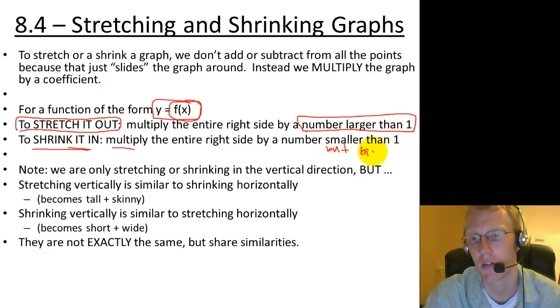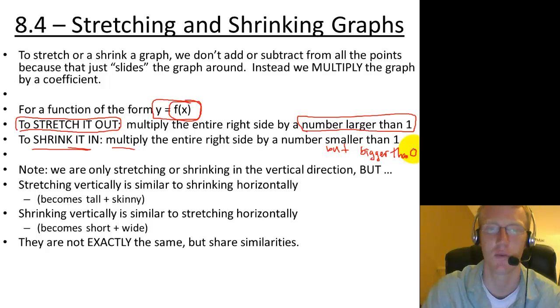but bigger than 0. Because if you multiply by a negative, that will actually flip it upside down or reflect it, which we learned about in the previous section. But bigger than 0. So a positive number less than 1.